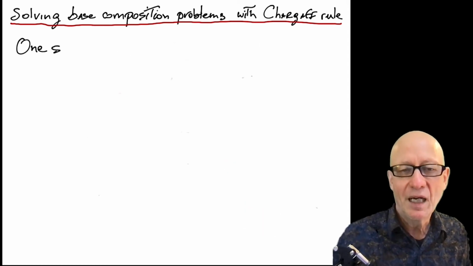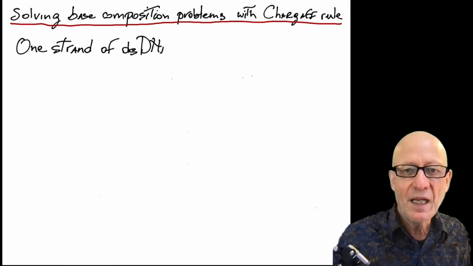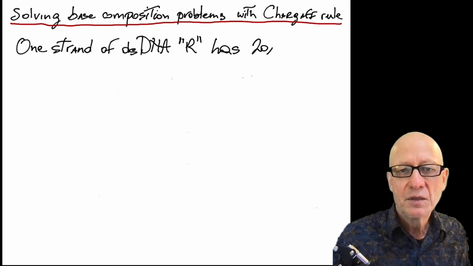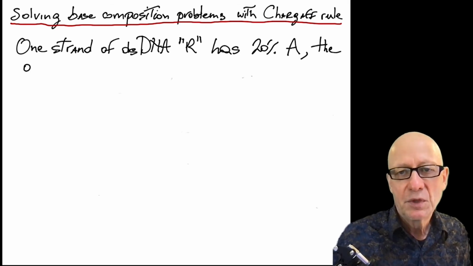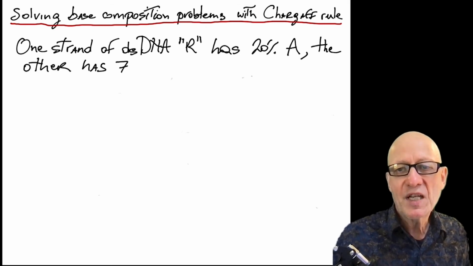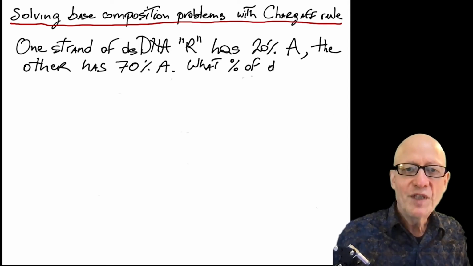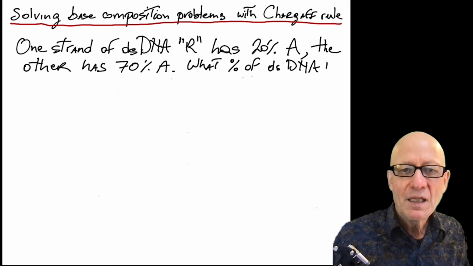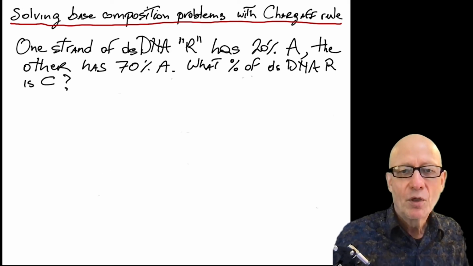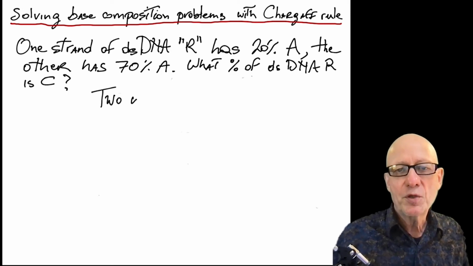Let's try another problem. One strand of double-stranded DNA R has 20% A. The other one has 70% A. What percent of double-stranded DNA R is made of C's? One can solve this problem in at least two ways.